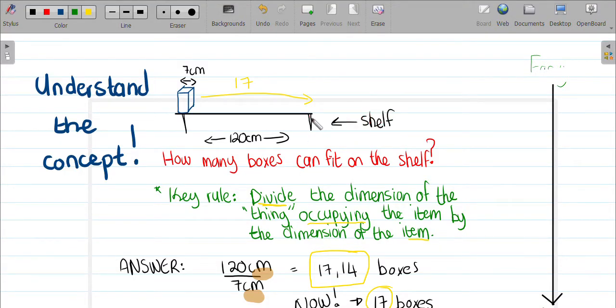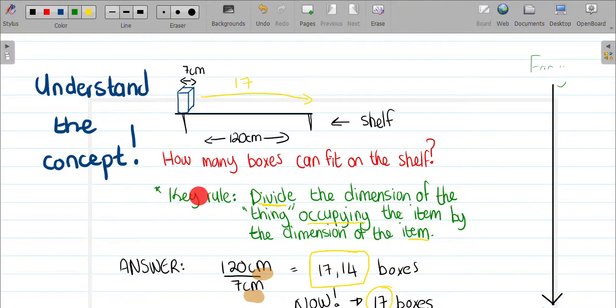We can see they have given us a shelf, which is 120 centimeters in length. And then they have given us a box, and they only gave us one dimension of the box, which is 7 centimeters. Please note that when we are dealing with packaging and anything else, really, when you are dividing and timesing numbers, please remember to always get the same units and then work them together. All right. That is a very important rule for mathematics and for MathSlit.